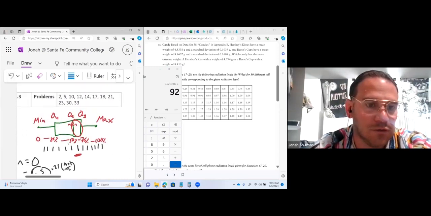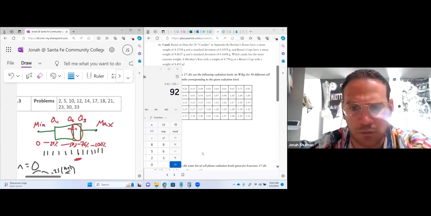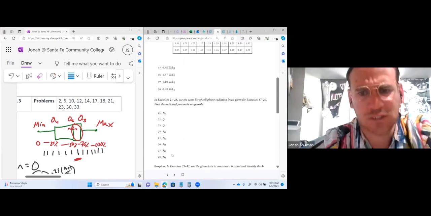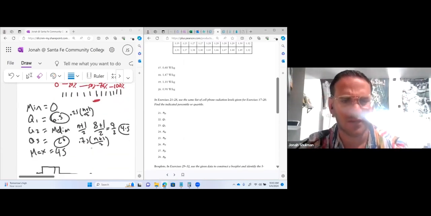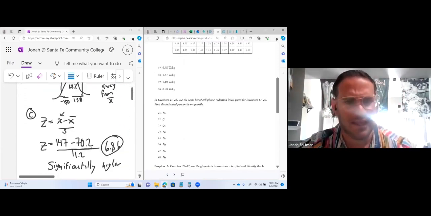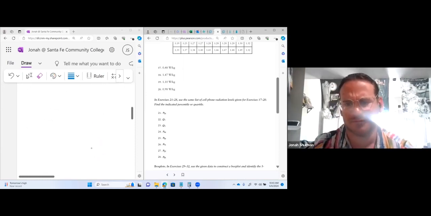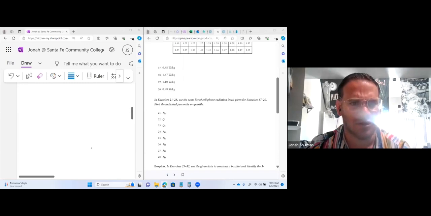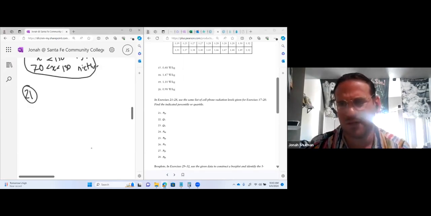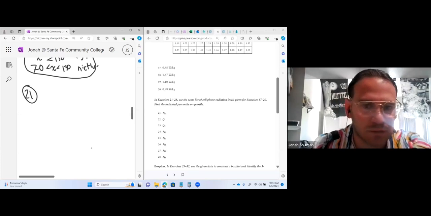Okay, anything else? Let's look at 21. I wanted to do one that was the other way. This will be the last one I do, okay? And when you're making the box plot, guess what? Look at the examples I did above. Just let Excel do the work or let StatCrunch do the work. If you want to do it by hand too, that's fine.